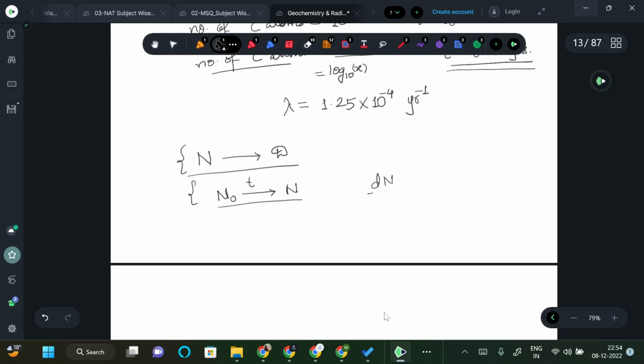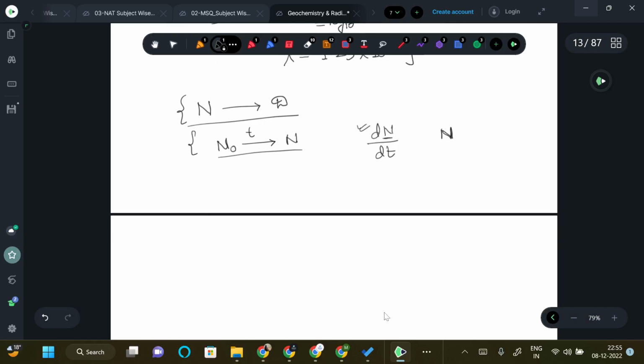If we talk about dN by dt, that is the decay rate with time, what is the change in N? D itself signifies change, that is delta. So what is the change in N? N is the number of parent atoms. So what is the relation here of this with direct N? Can anyone tell me here? Or we can say N naught, the initial one.